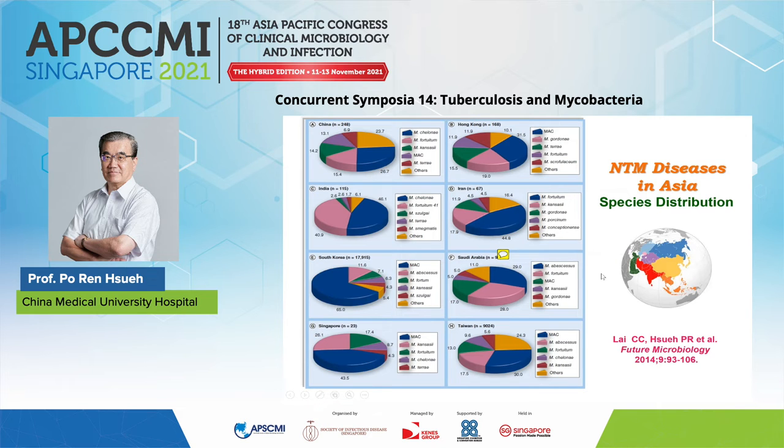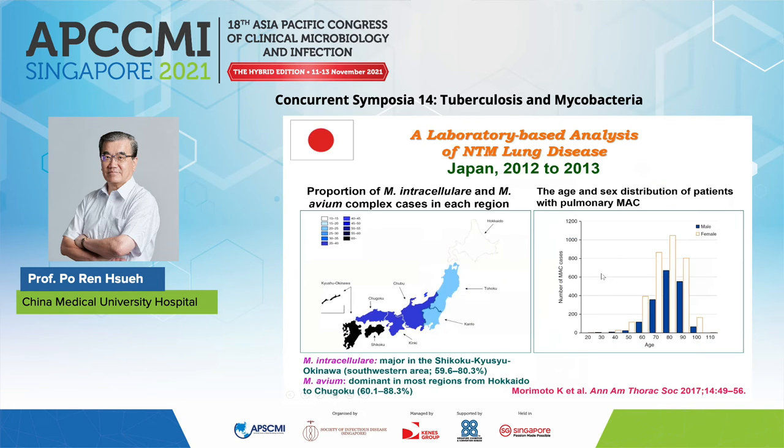But as we know, the majority of NTM in clinical specimens are from respiratory specimens. So more than half are colonization or contamination, not real infection. So clinically, for the isolation of NTM, we have to identify the clinical significance of the NTM isolation. Data from Japan, 2012 to 2013, just identified the intracellulare and the avium complex distribution, even in Japan, varied with different regions of Japan.